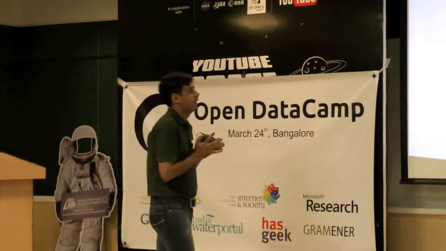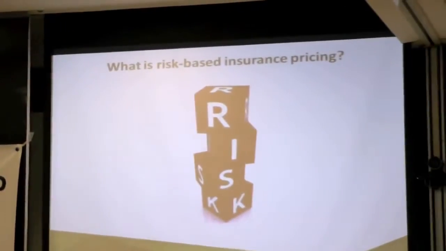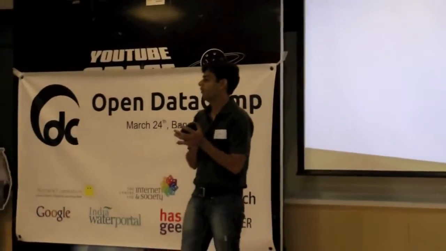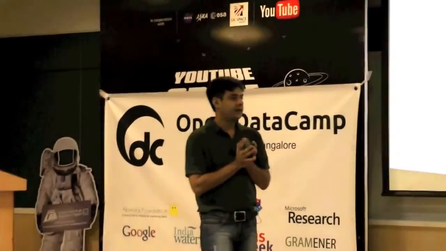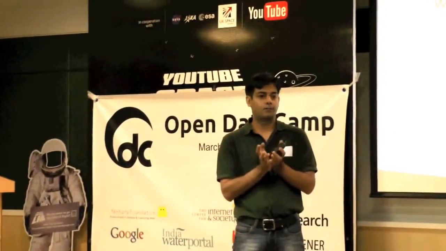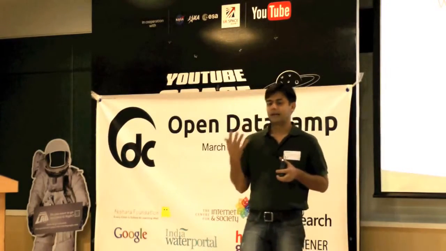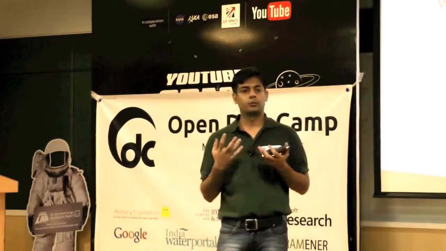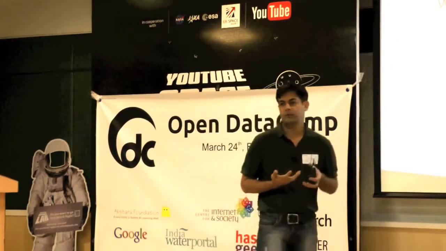Okay. So risk-based insurance pricing is primarily doing a differential pricing for different customers based on the likelihood of their having an accident and filing a claim. The idea is that not everyone will have the same probability or the same risk of getting into an accident. So how can you analyze historical data to find out if certain groups are more prone to accidents, more prone to filing claims, and charge a higher premium to them?